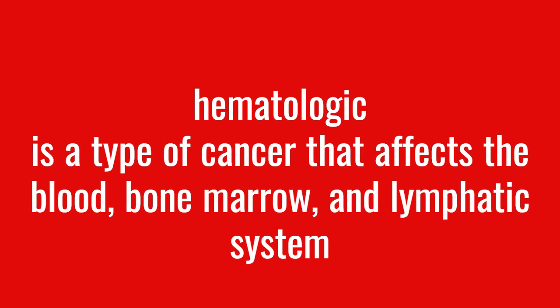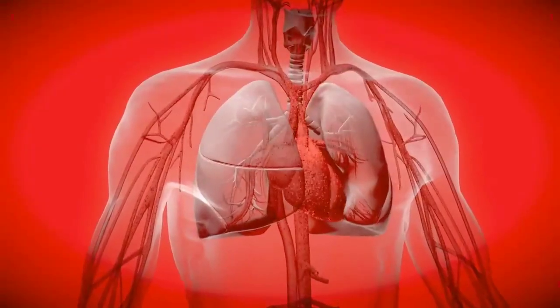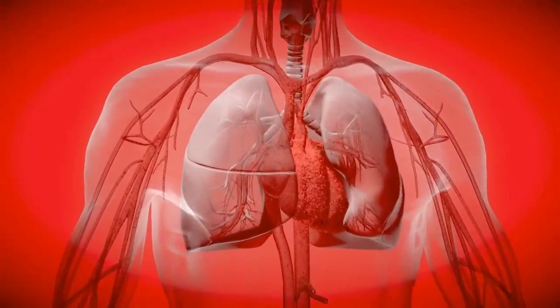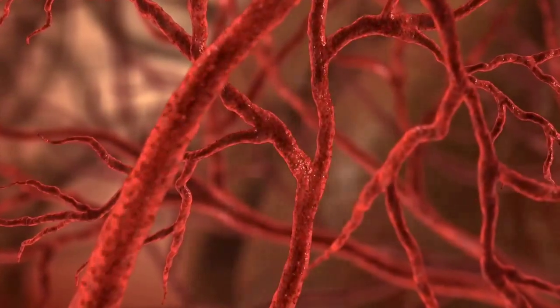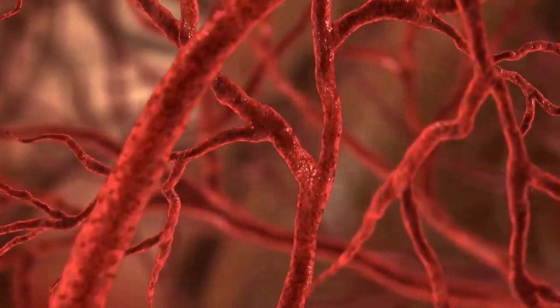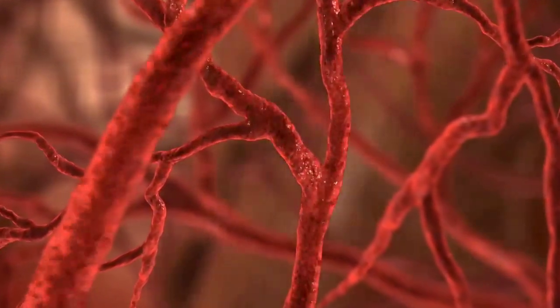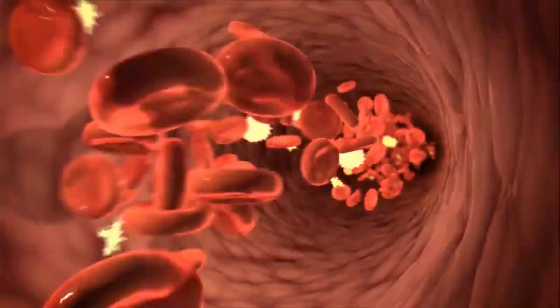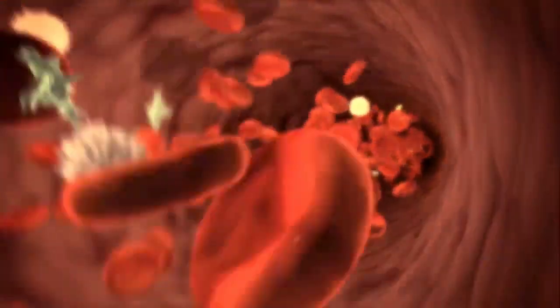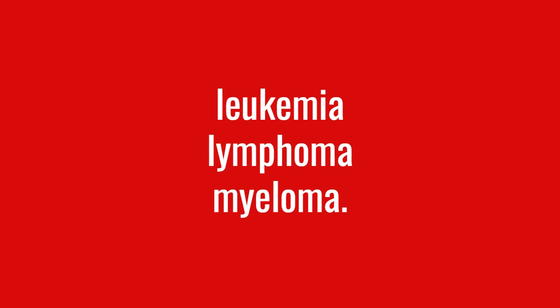Blood cancer, also known as hematologic cancer, is a type of cancer that affects the blood, bone marrow, and lymphatic system. It originates in the blood-forming tissues and disrupts the normal production and function of blood cells. There are several types of blood cancers, but the three main categories are leukemia, lymphoma, and myeloma.